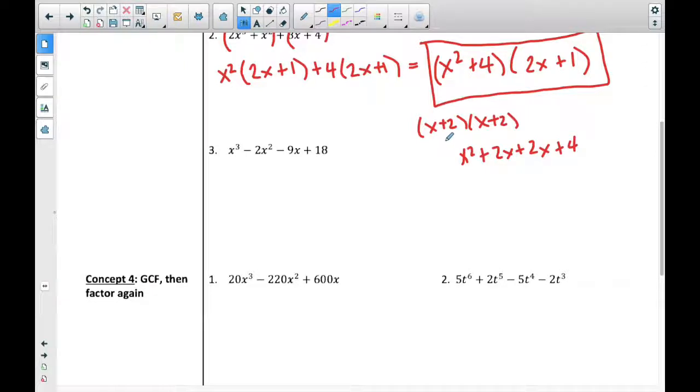Did you think it was going to be x plus 2 times x plus 2? Well, that would give us x squared plus 2x plus 2x plus 4. That's x squared plus 4x plus 4. That's not what we have either. So actually, this does not factor any further. That is as far as you can go with that.